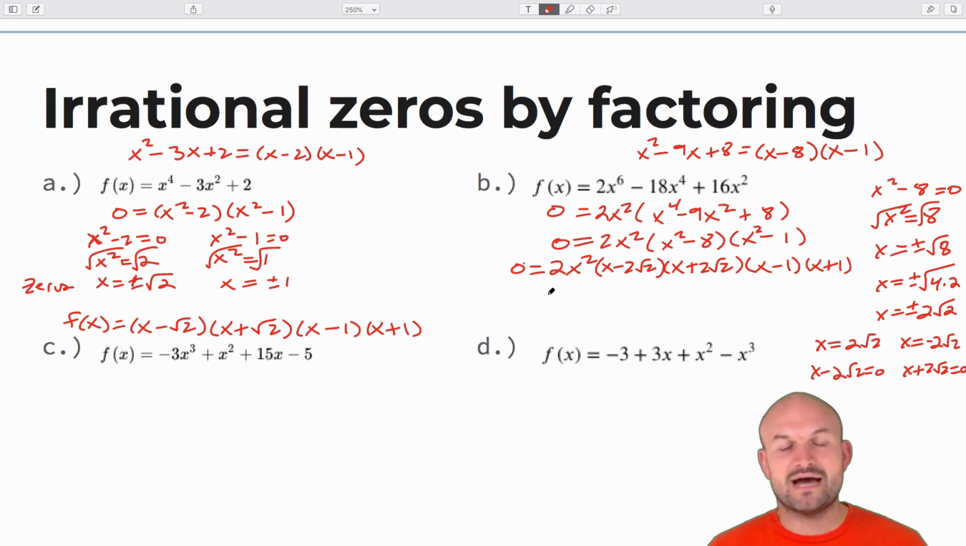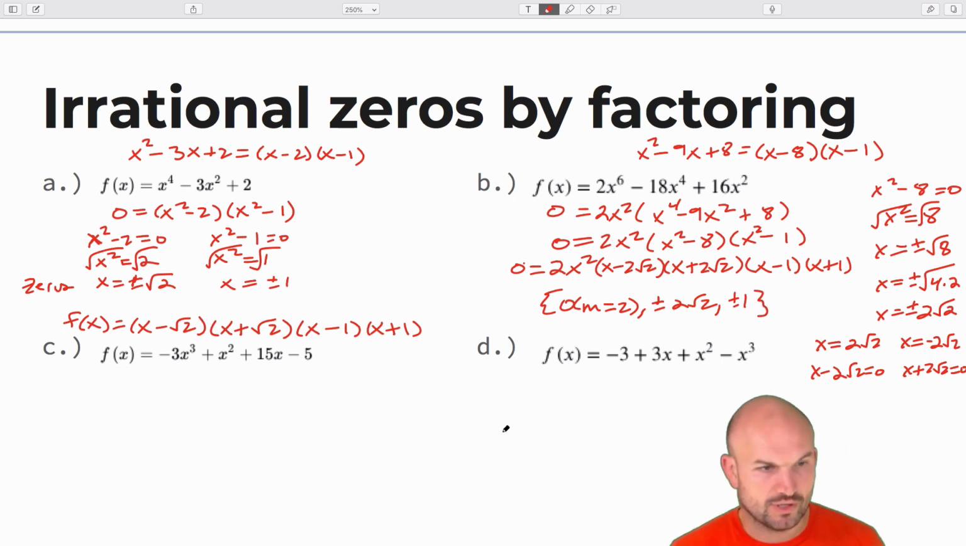All right, and therefore now my zeros, I have 0, right, because that's that x, however it's raised to a 2, so that's going to be a multiplicity of 2. And then I'm going to have plus or minus 2 square root of 2 and plus or minus 1. All have multiplicity of 1.